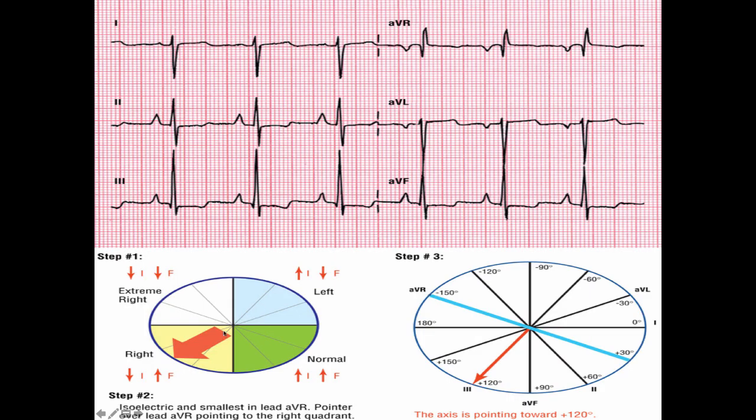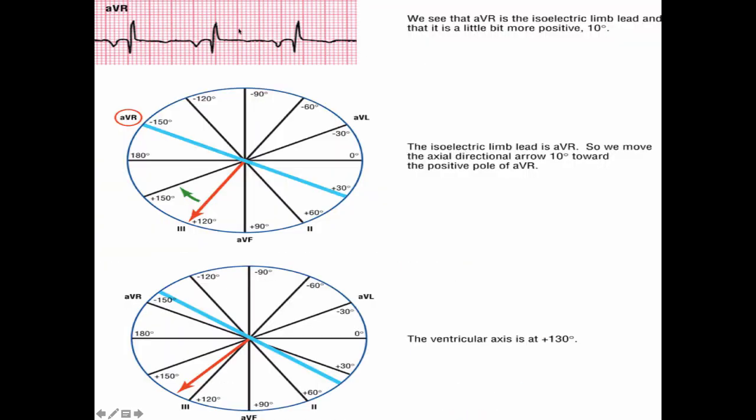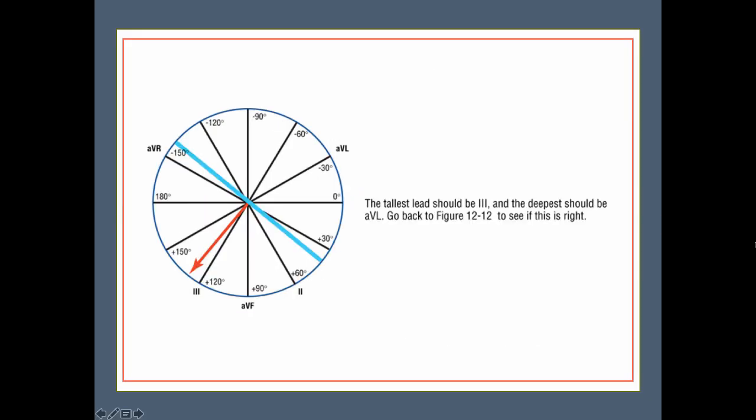In example 2, we're in the right axis quadrant area. Lead 1 is negative, AVF is positive. That puts us in the right. We chose AVR as our isoelectric lead. There's our big thick line. And then we drew our arrow to a positive 120 degrees. We said that AVR is mostly positive, a little bit more positive than it is negative, so a positive 10 degree adjustment. It went from 120 degrees to positive 130 degrees.